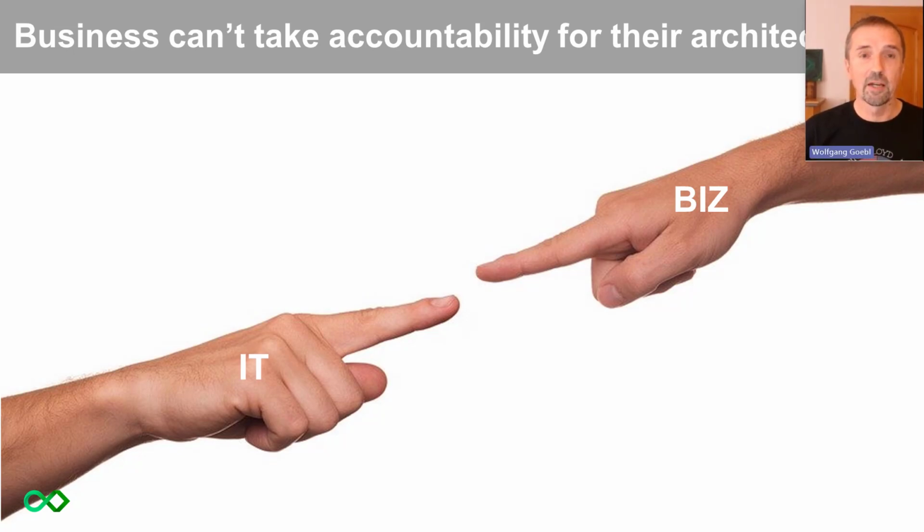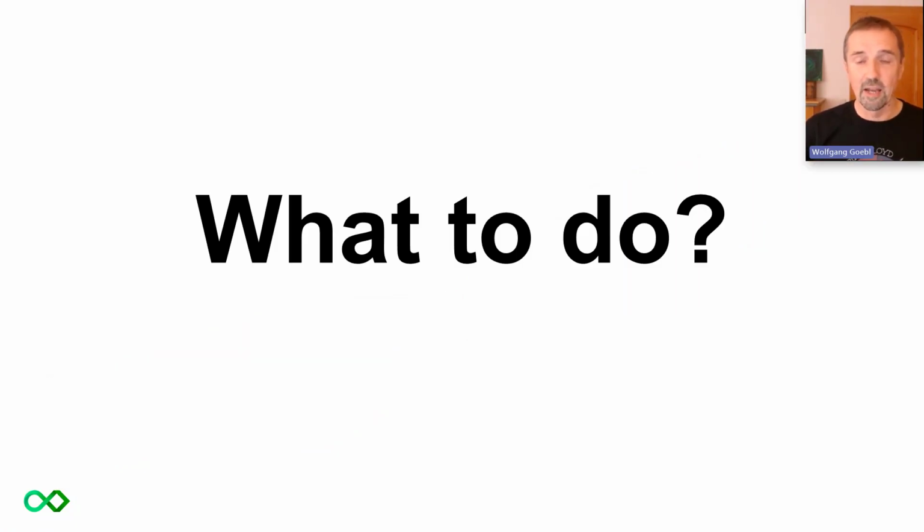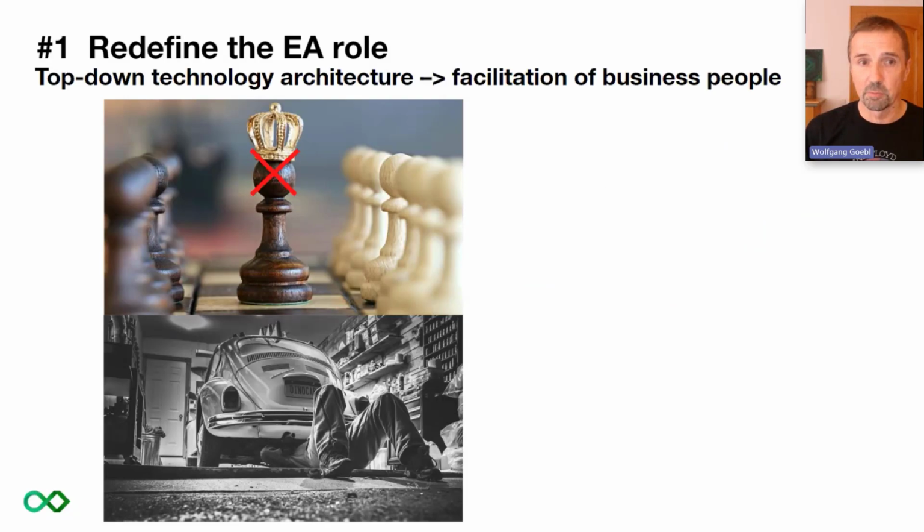Thank you. Okay, cool. So they can't be accountable for the architecture. What we say is, they should be accountable for their business architecture. Business architecture is not IT, of course not, but they are not architects, right? They are not trained. So the question is, how can we overcome that? What needs to be done to enable a true co-design between business and IT aspects?